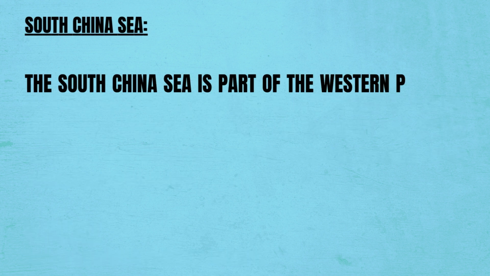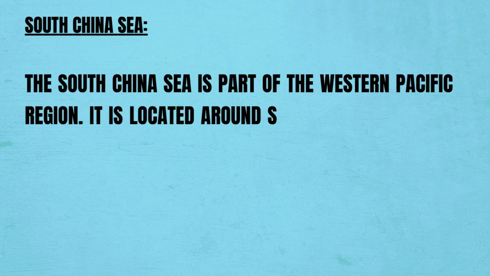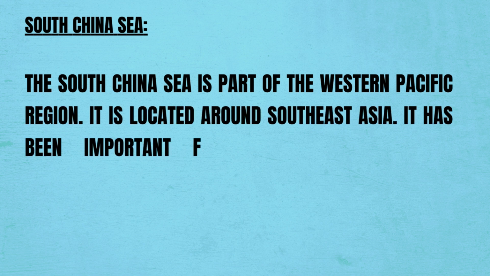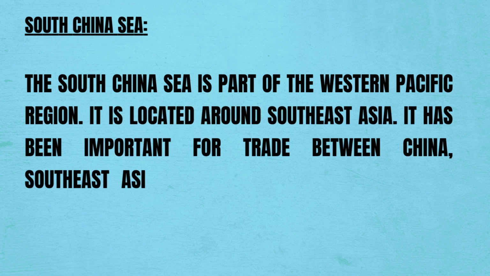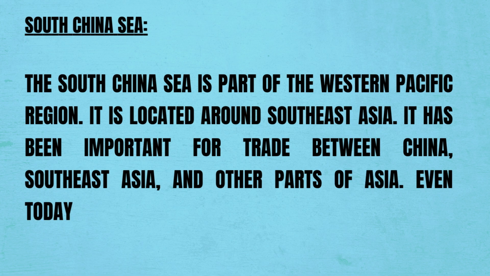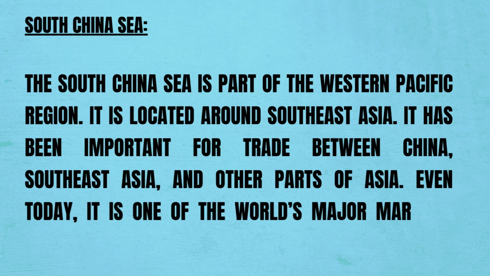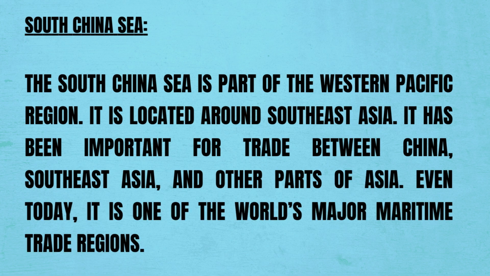South China Sea. The South China Sea is part of the Western Pacific region. It is located around Southeast Asia. It has been important for trade between China, Southeast Asia, and other parts of Asia. Even today, it is one of the world's major maritime trade regions.